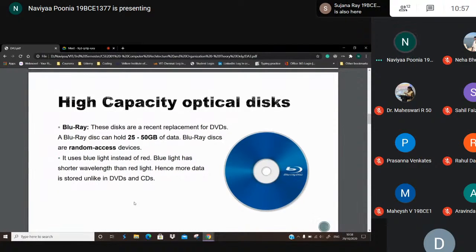Another disk is the high capacity optical disk, which is the Blu-ray. It can store up to 25 to 50 GB of data, and the dual layered Blu-ray disks can store twice that. It is also a random access device. But unlike CD and DVDs, blue light is used instead of red light. Due to the shorter wavelength of the blue light, it allows for storing more data.